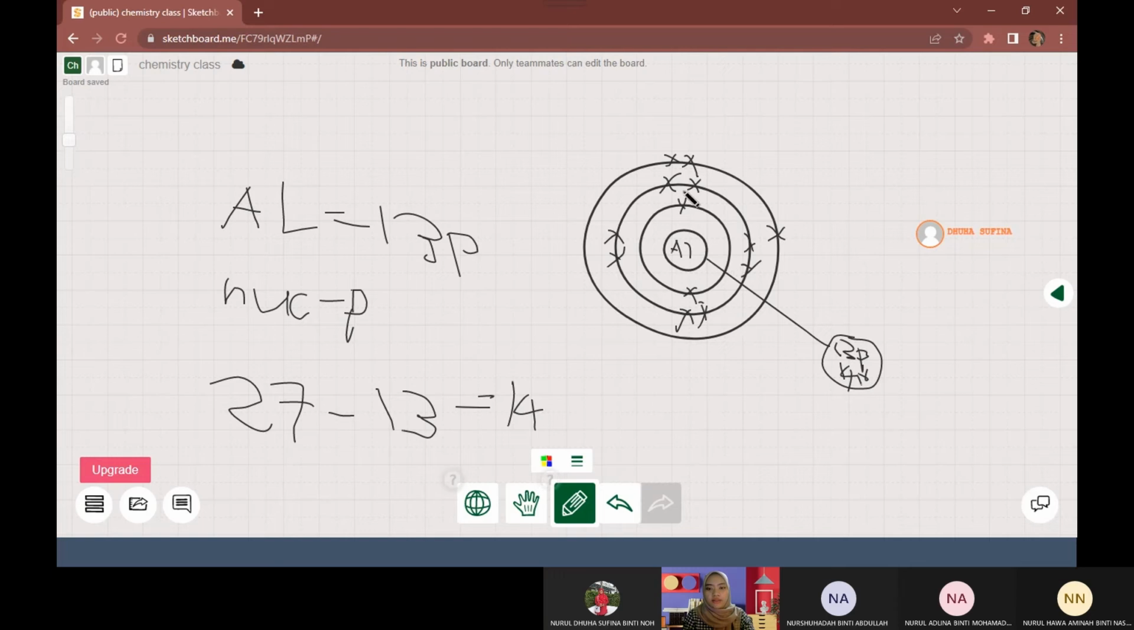Okay. And this is the electron arrangement. So it also can be written as 2, 8, 3. And this is the valence electron.